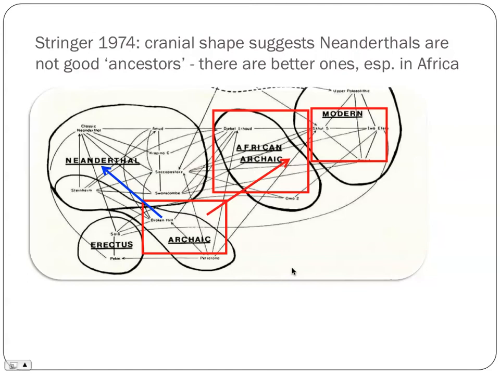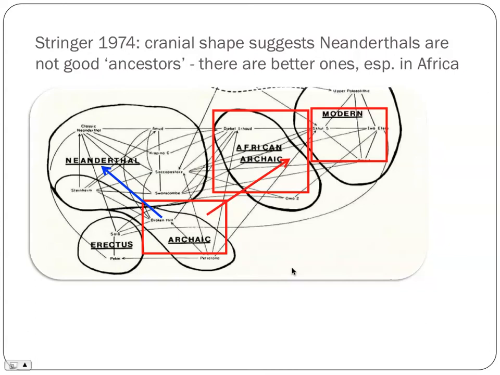Now, Chris Stringer, I just borrowed this slide from him from his talk that he gave the other week. He was the first to start to put some good, hard evidence onto these theories. And he looked at cranial measurements from lots of fossils. He went around Europe collecting all the fossils he could and measuring the skulls, and actually fed the information into a very primitive computer and compared lots of different measurements across all these specimens.